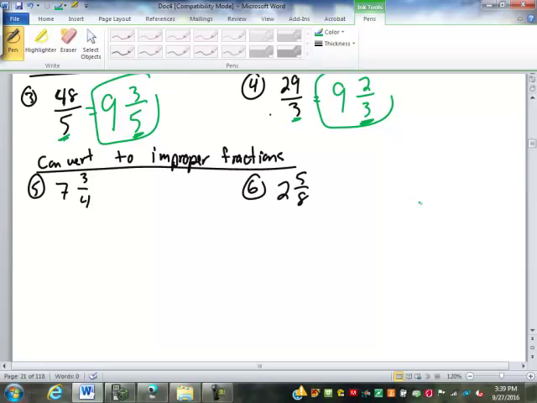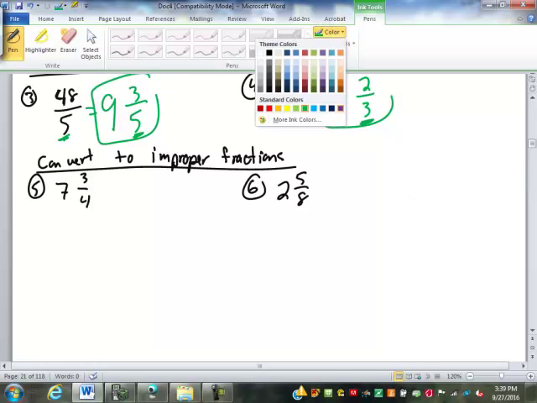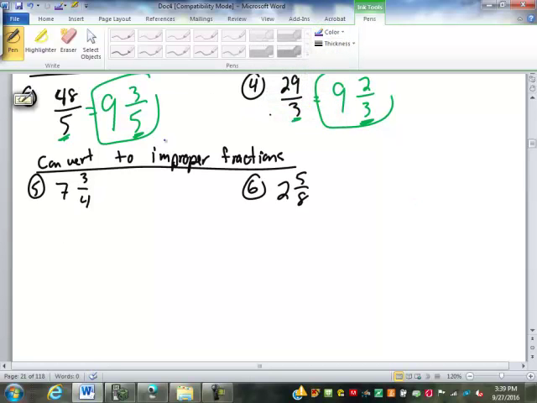To convert to improper fractions, again, the denominator is not going to change. Still going to be fourths, but we need to break the 7 whole objects into pieces. How do we do that? Perfect. 7 times 4, which is 28, and we add them back to the 3 that were already there, which makes 31/4. Good. 2 and 5/8 is going to become 21/8. Good. 2 times 8 is 16, plus 5 is 21.